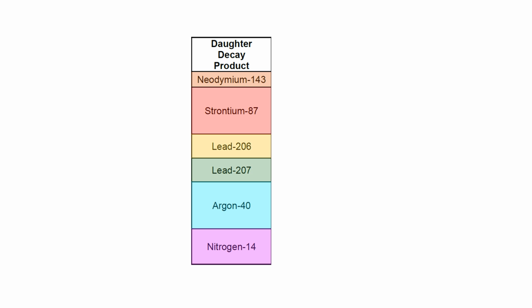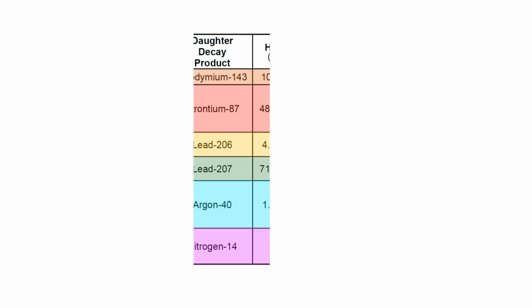Next column is the daughter decay product. These are the elements that we get when the parent isotope disintegrates. Okay, it's going to turn into these daughter products.